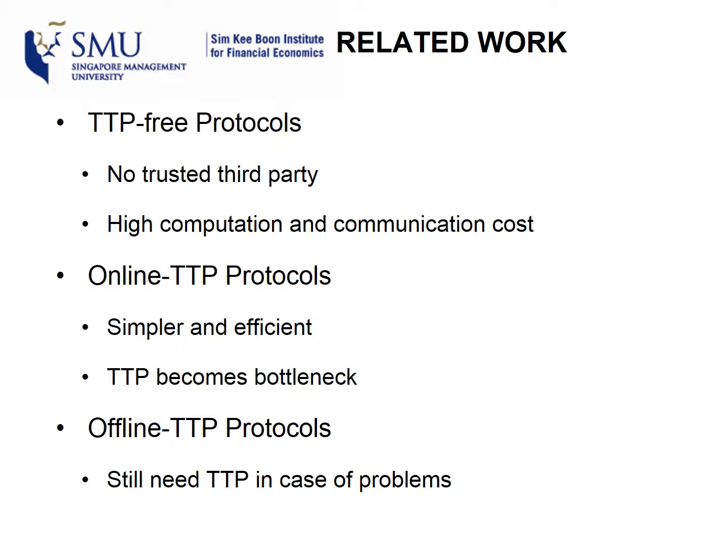On the contrary, online TTP protocols are much simpler and more efficient, but they require a specialized trusted third party to be online all the time. So this TTP might become the bottleneck of the whole system. Offline TTP protocols still need a TTP, but this TTP is not required to be online all the time. This TTP is required only in case of problems.